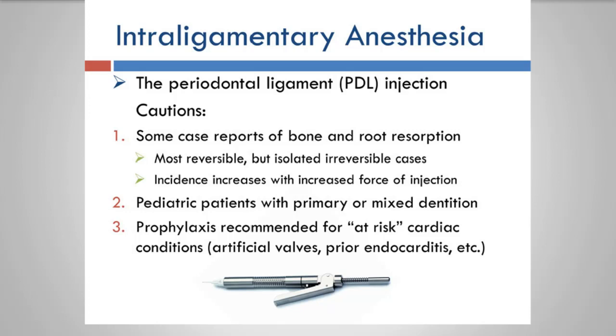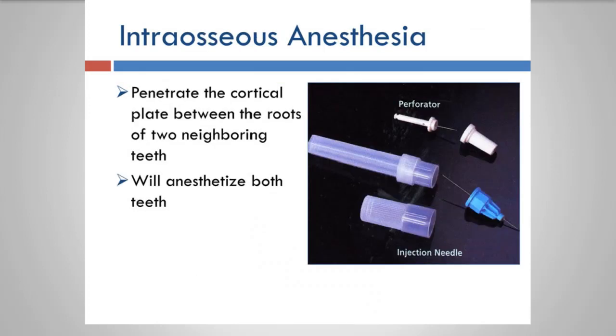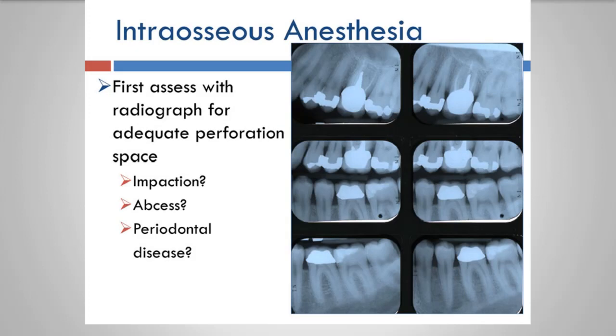All right, now the intraosseous injection is where we're going to use a little perforator to penetrate through the cortical bone between two neighboring teeth, and then we're going to come back and inject anesthesia through that hole into the site. So the first thing we want to do is to assess with a radiograph, do we have room to get in between those teeth? As you can see here, we don't have much room between 18 and 19 on these radiographs. So I would not want to try to do an intraosseous injection there.